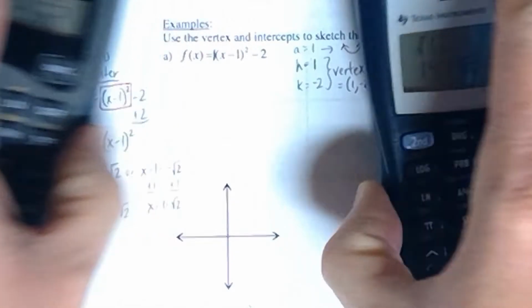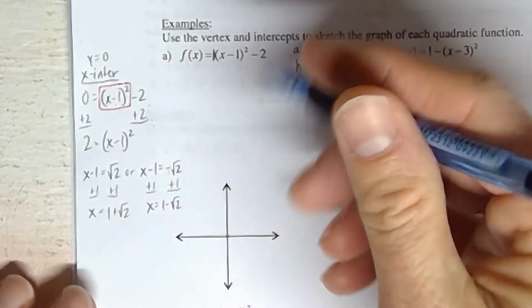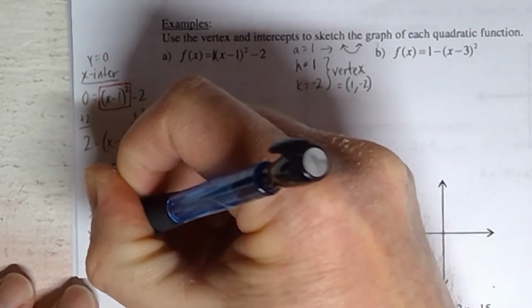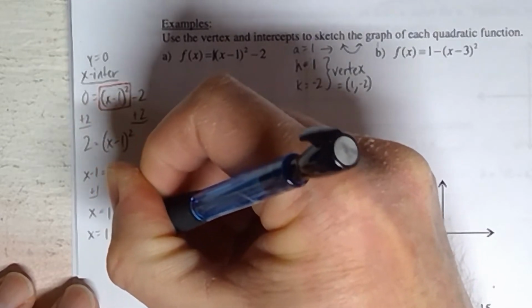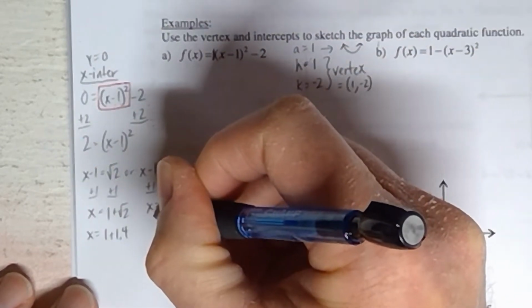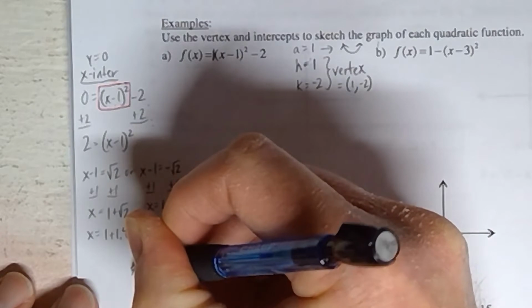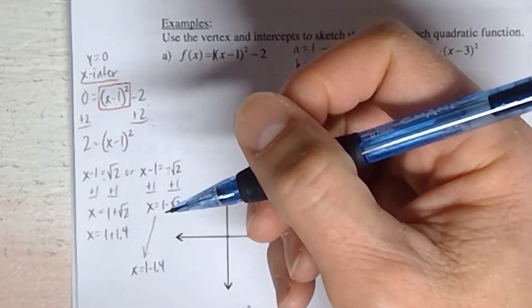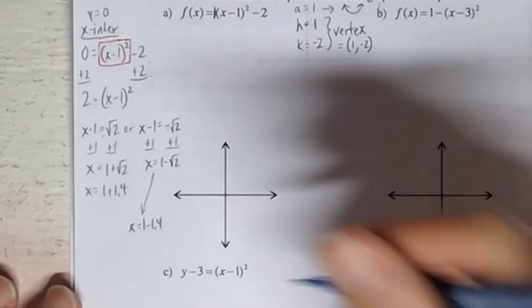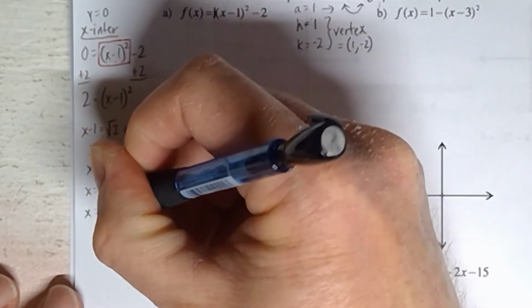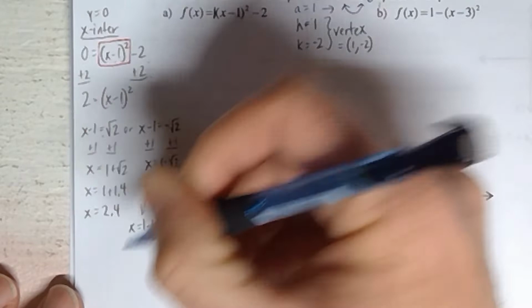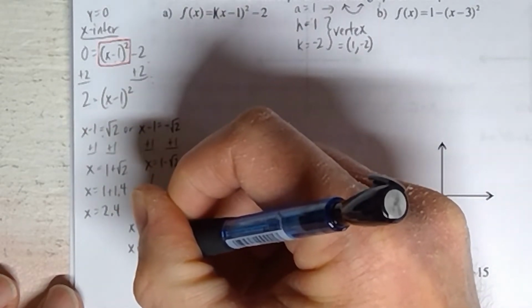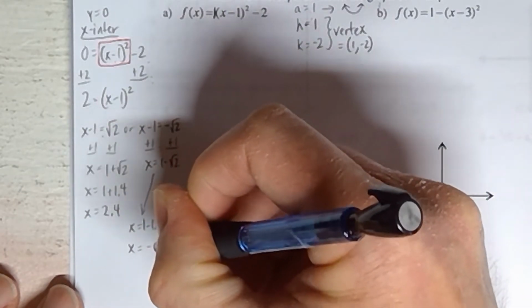1.4. So what I'm going to do right now, since I have to graph this, is I'm going to say 1 plus 1.4, and then this is 1 minus 1.4. What are those two things equal to here? Those two things are equal to, this one is 2.4, and then this one is negative 0.4.